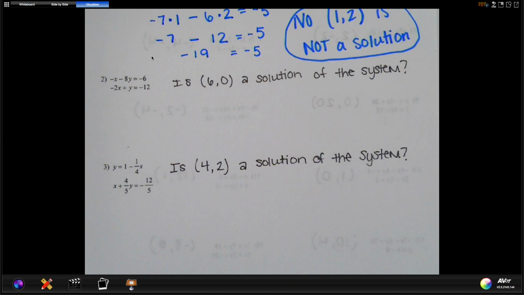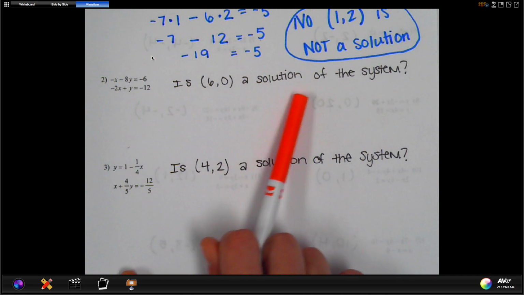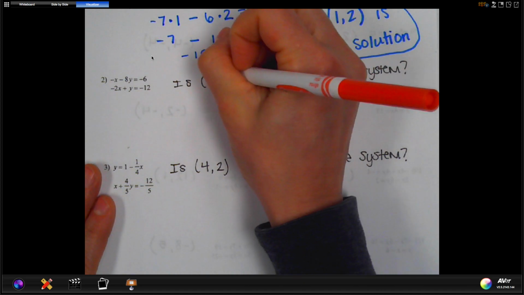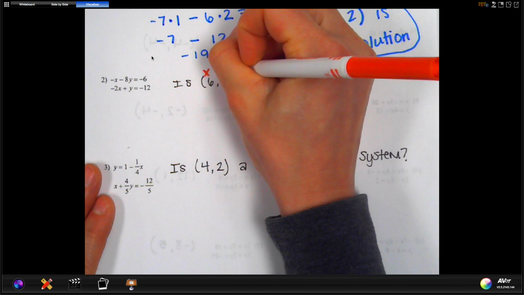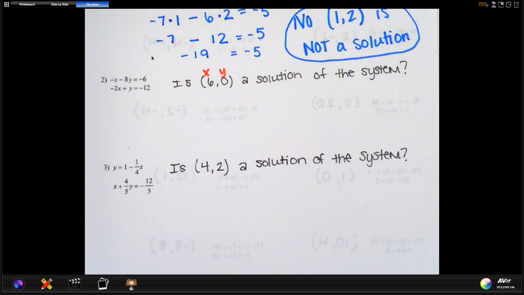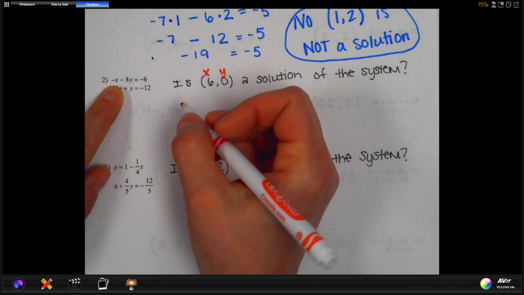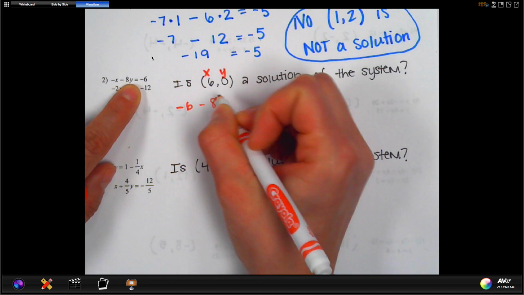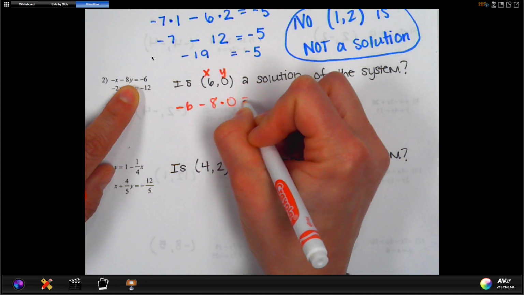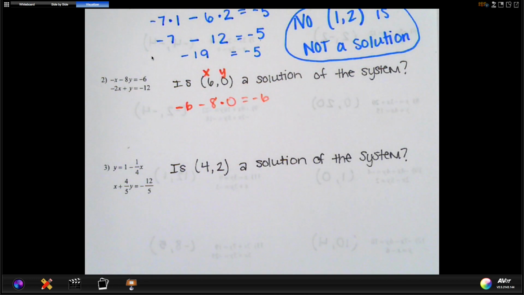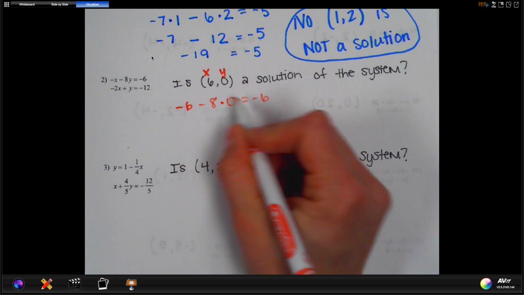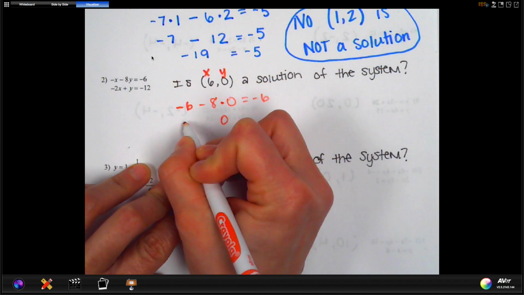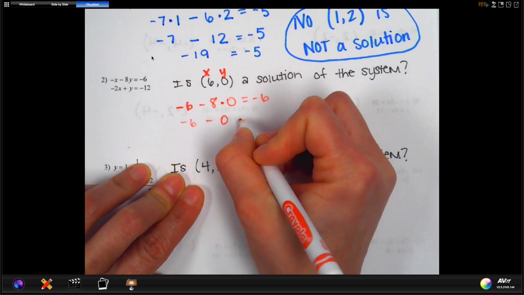Number 2 says, is (6, 0) a solution of this system? Again, our 6 is our x value because that's coming first, and our 0 is our y value because that's coming second. When we substitute, we'll start with the first one. So negative x would be negative 6, minus 8 times now 0, equals negative 6. Again, don't forget that we need to do our multiplication first. So 8 times 0 is actually 0. Now I can bring down everything else. Negative 6 minus 0 equals negative 6.